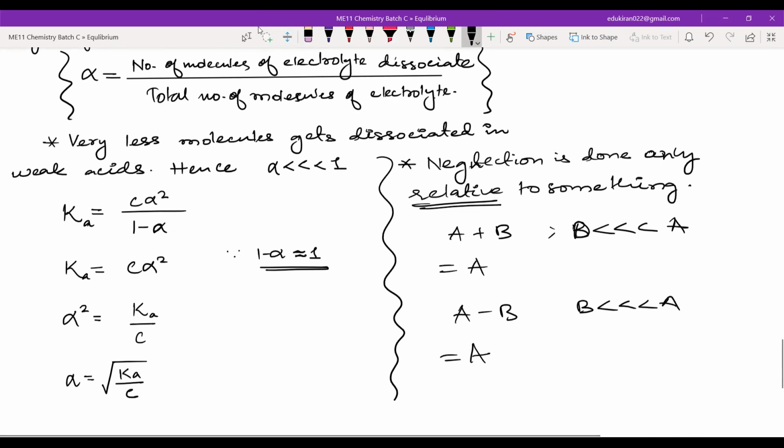Okay, Sarah, so you remember this point. Neglection is done only relative to something, and slowly, when you will be neglecting many things in the course of 11th and 12th, then you will understand what this means. Or do you understand now only? Yes, sir, I understand. Achha, very good. Done, all of you? Yes, sir.